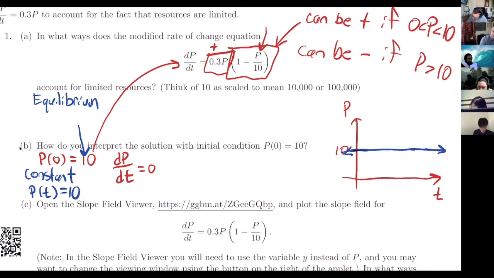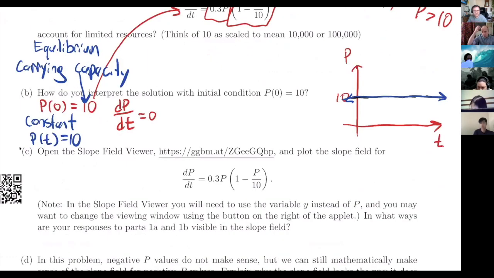And in the case of population growth, in case you're curious, we would call this the carrying capacity. What that means is that's like the largest population that this ecosystem could support. Well, I guess I'm jumping to a conclusion there, but we'll see that. Okay, any questions about that?